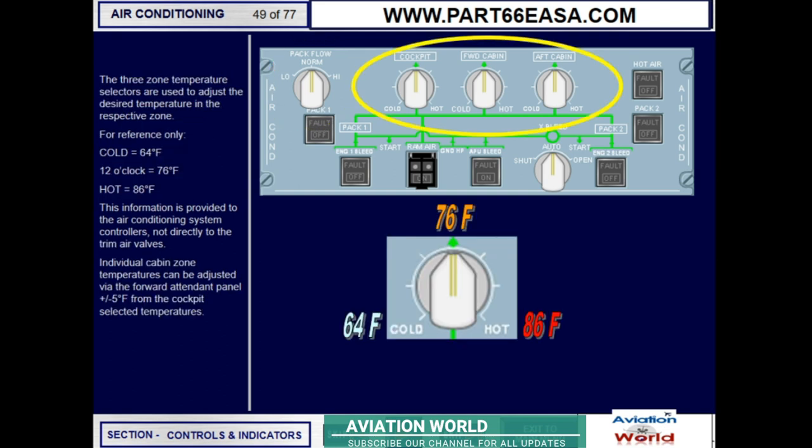The three zone temperature selectors are used to adjust the desired temperature in the respective zone. For reference only, cold equals 64 degrees Fahrenheit, 12 o'clock equals 76 degrees Fahrenheit, and hot equals 86 degrees Fahrenheit. This information is provided to the air conditioning system controllers, not directly to the trim air valves. Individual cabin zone temperatures can be adjusted via the forward attendant panel.